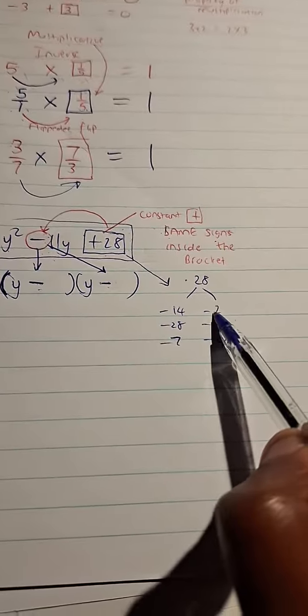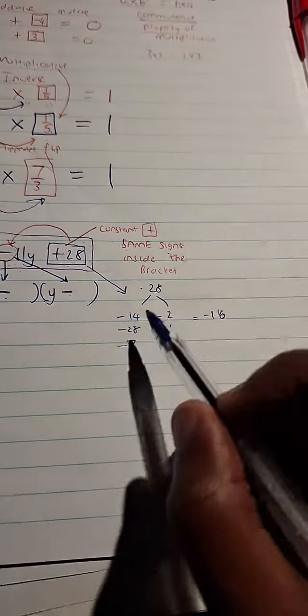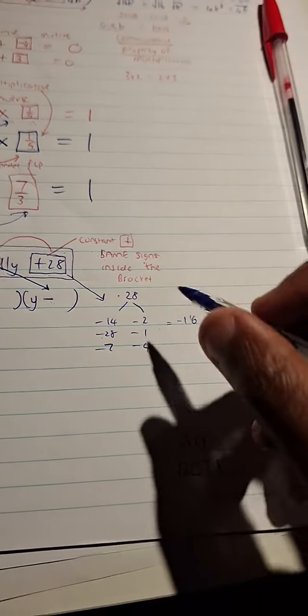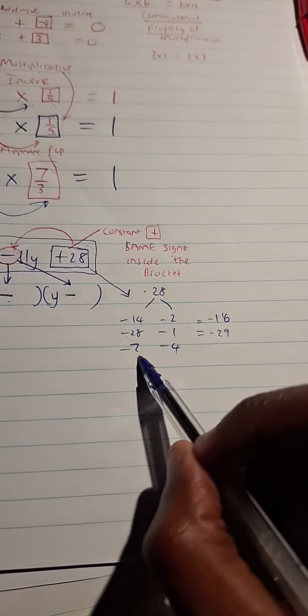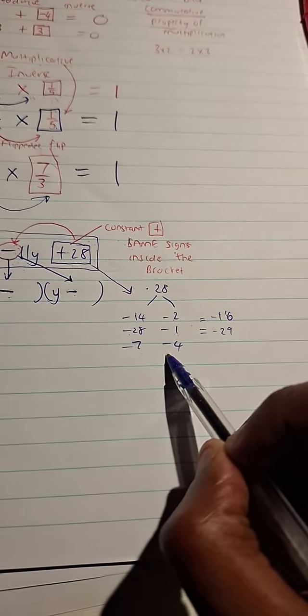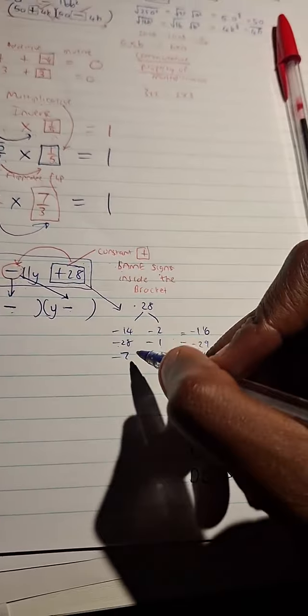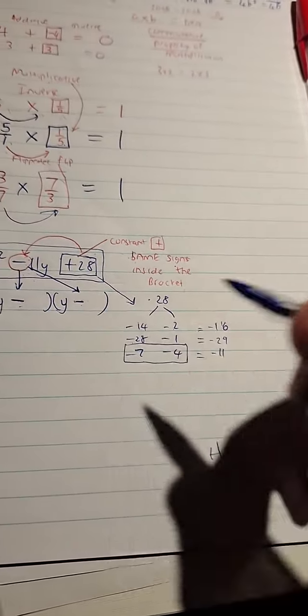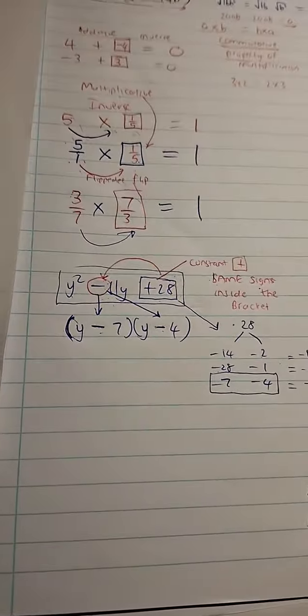Is it negative 14 and negative 2? Well, when I add those together, I get negative 16, so it can't be that one. Is it negative 28 and negative 1? When I add those two, I get negative 29. It can't be that. Is it negative 7 and negative 4? Well, it definitely must be. So that means these are the terms that I'm going to actually take. So it's 7 and 4.